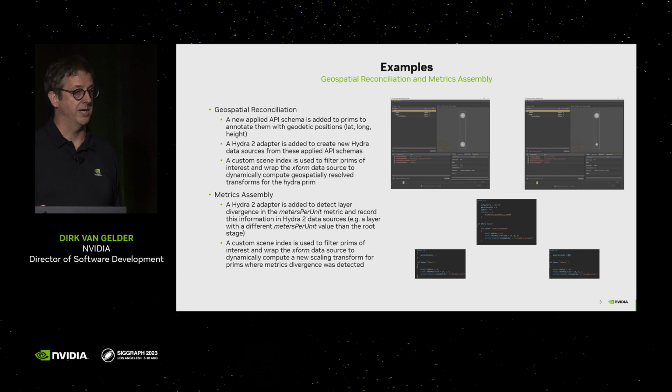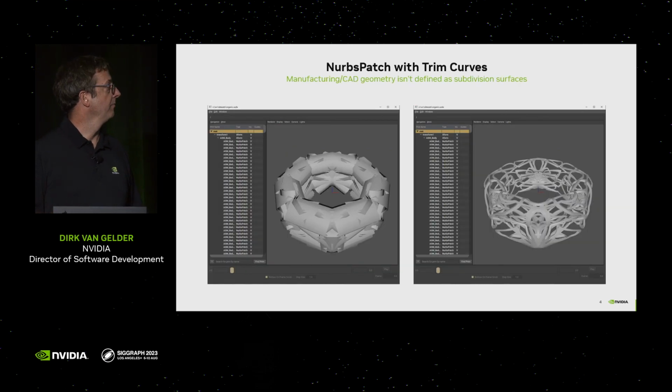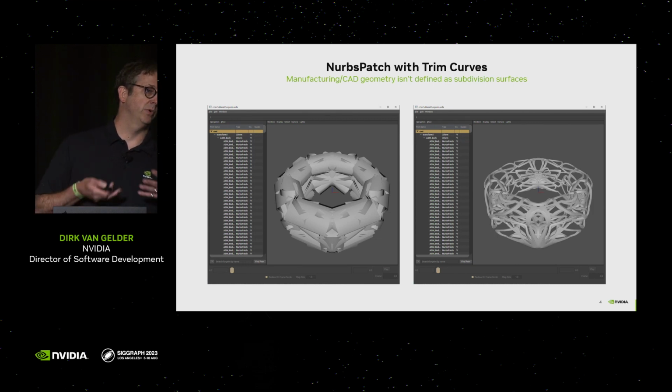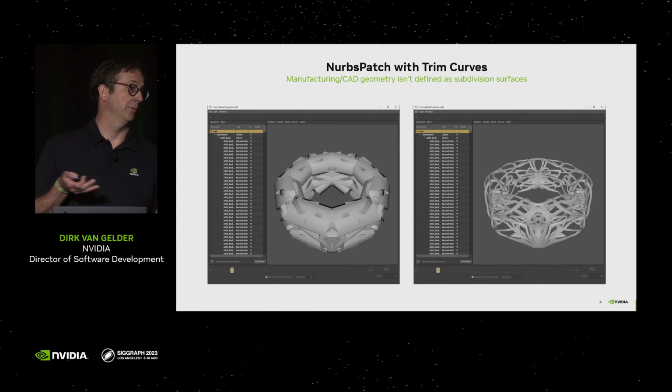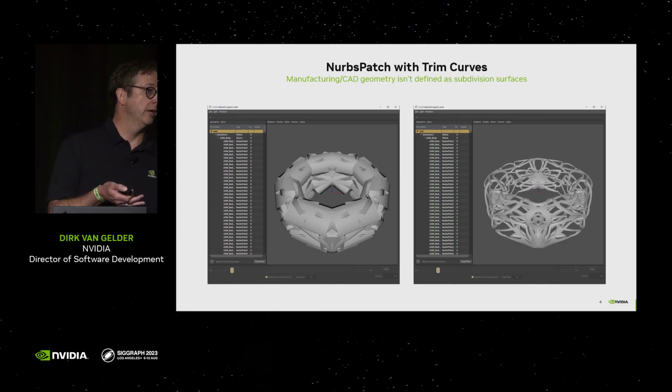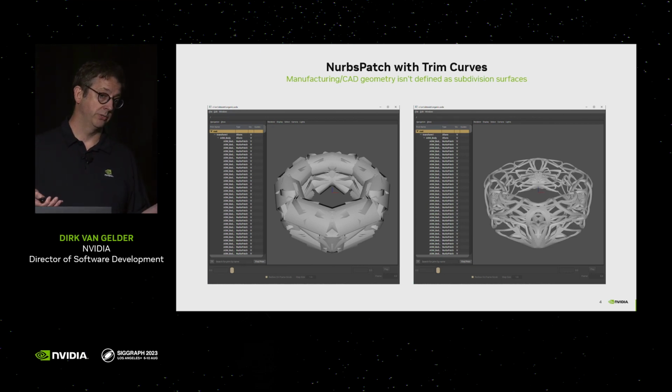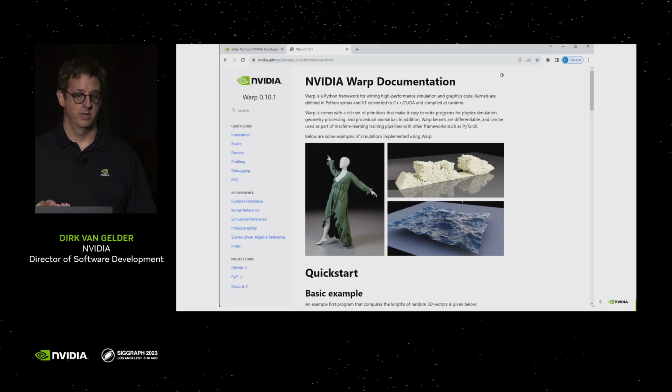We were able to prove some ideas out really quickly by using scene indices that way as well. Here's another one. From our history in film, we know and love subdivision surfaces, but the reality is CAD and engineering data comes at us as NURBS or BREPs that we turn into NURBS with trim surfaces. So we implemented a scene index to be able to do NURBS tessellation in Hydra with trim curves and be able to get high quality surface representations from there.